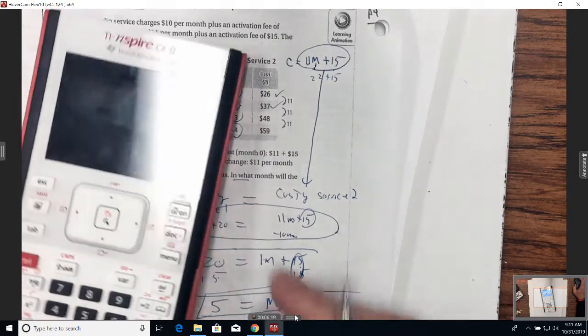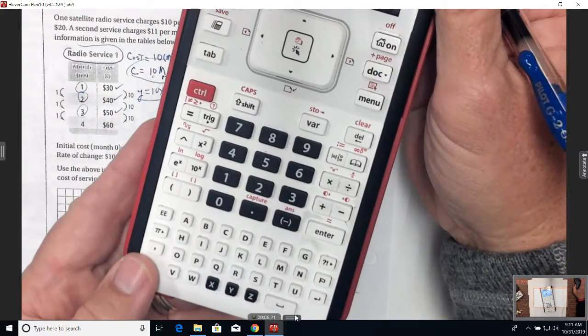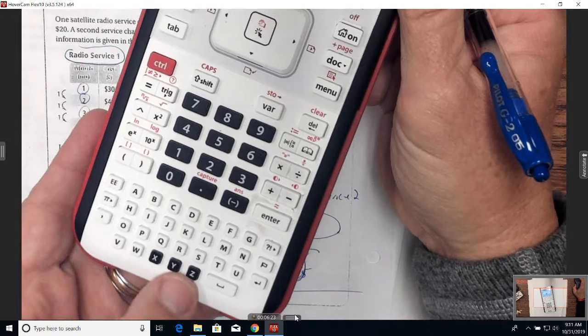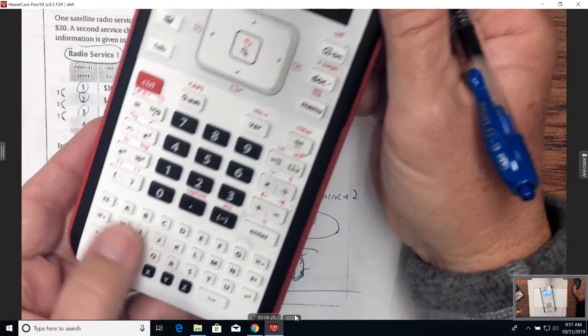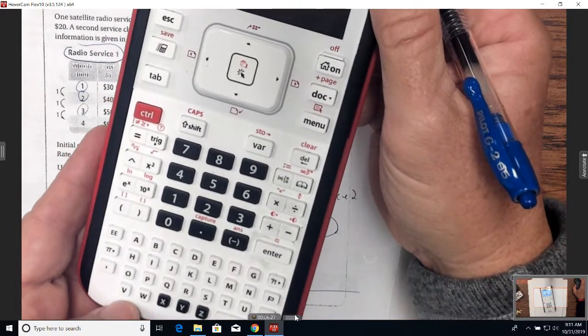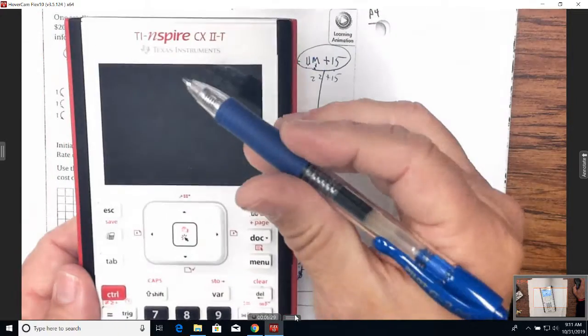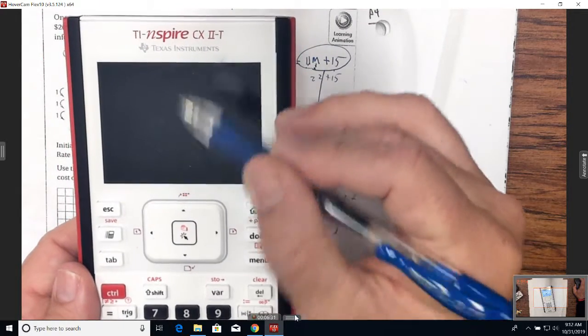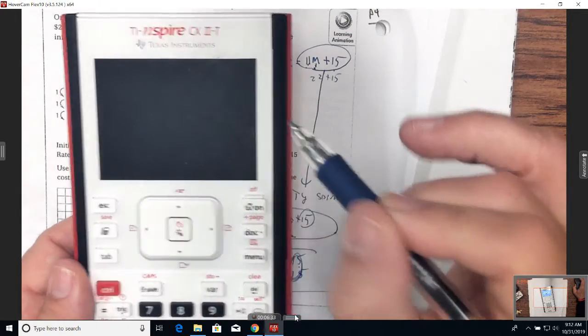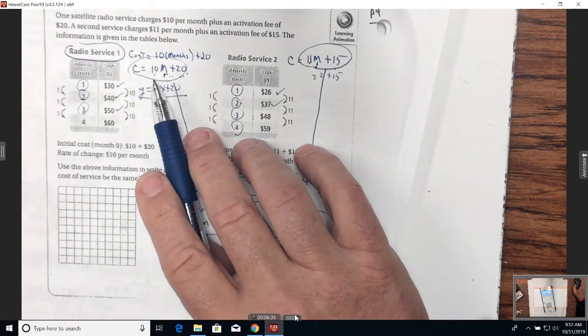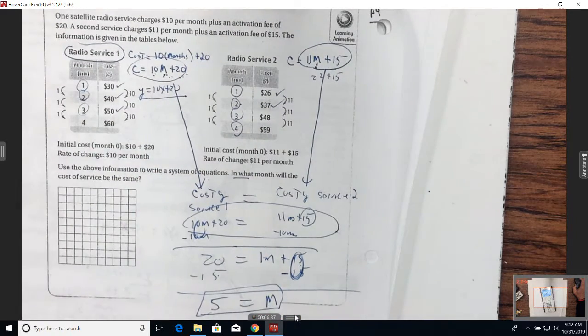And I can't graph this in terms of c and n. This x, this y, this z is used for graphing. I cannot use these other letters for graphing. Because when I graph things in this calculator, I have a y-axis and I have an x-axis. So I have to identify which one is x and which one is y.